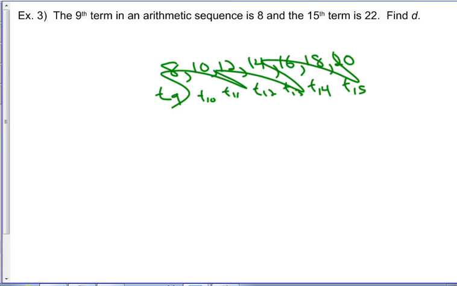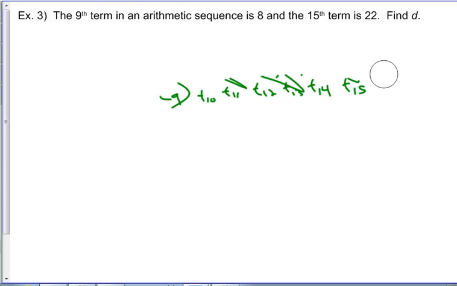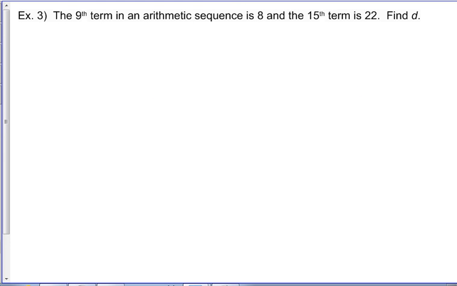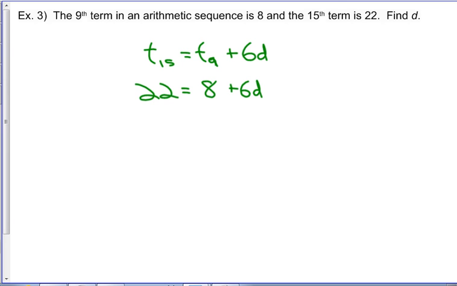Boo. And if we guess and test, it's going to take us a long time, and we may never come up with the right number. So a good way to think of this is the 15th term is the 9th term plus 6 of those D's. One of them would get you to T10, 2 would get you to T11, and so on. At that point, we can just sub in. T15 is 22, T9 is 8, and solve for D.